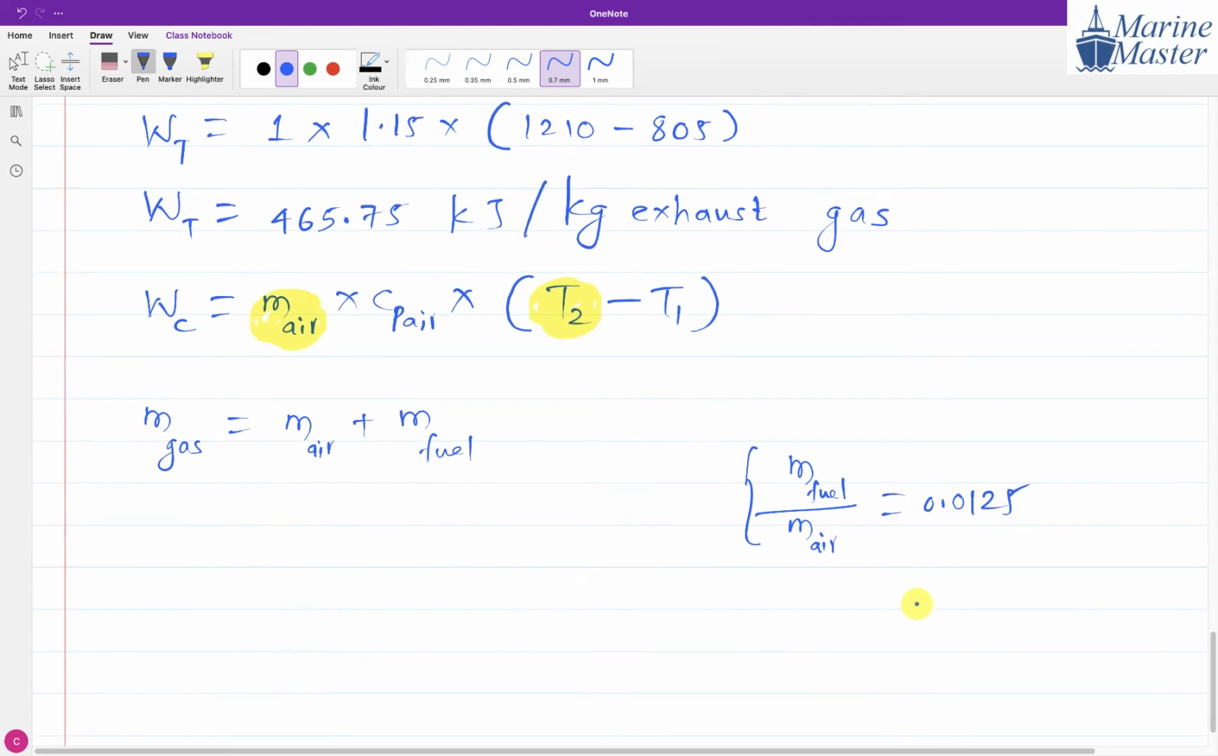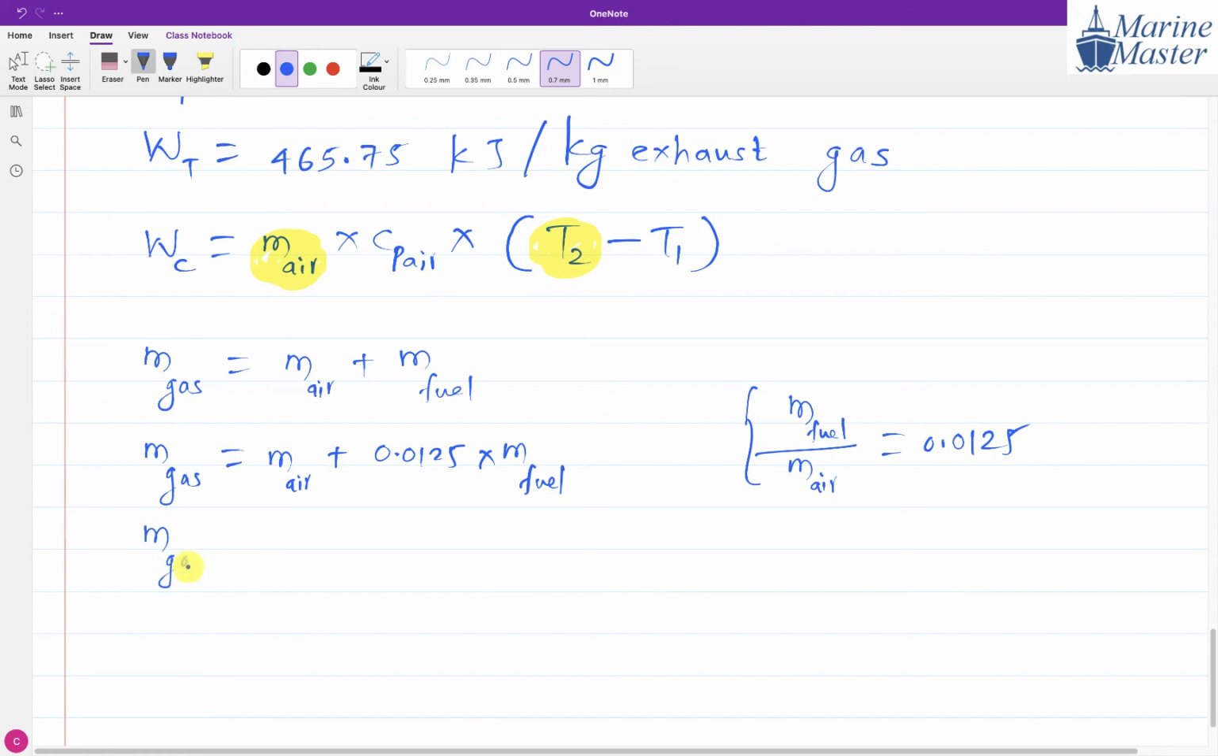0.0125 they have given us. So what can we say further? Mass of gas will be equal to what, guys? Mass of air plus mass of fuel. With the help of this relation, 0.0125 into mass of fuel. Now if you combine this relation, what will it become? Basic mathematics: if nothing is there, the coefficient is 1. So 1 plus 0.0125, so 1.0125. One minute, guys, I have made a mistake here.